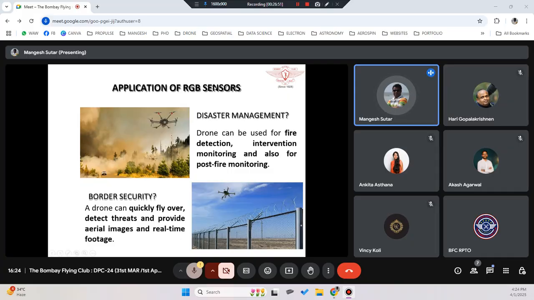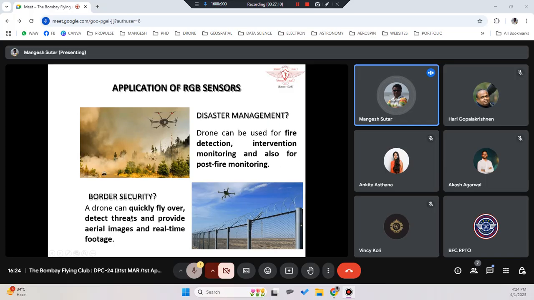Okay, so we see the application of RGB sensors in disaster management. Drones can be used for fire detection, intervention monitoring, and also for post-fire monitoring, just to analyze how much damage would have been caused by the wildfire and so on. So we can always do that assessment of the situation over there.